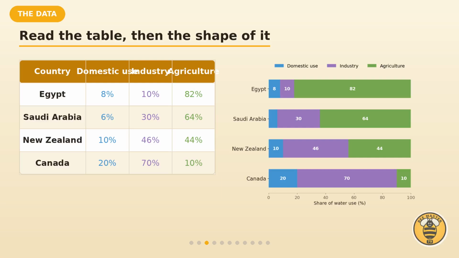Let's read the table. Each country splits its water across 3 sectors: domestic use, industry, and agriculture. In Egypt, agriculture dominates at 82%, and Saudi Arabia is similar at 64%. New Zealand is almost even, 46% industry against 44% agriculture. Canada is the opposite, with industry at 70%.